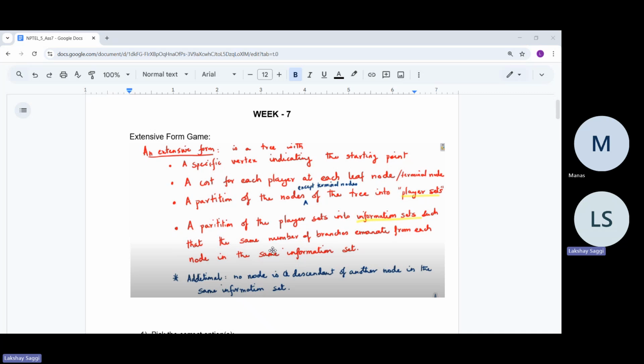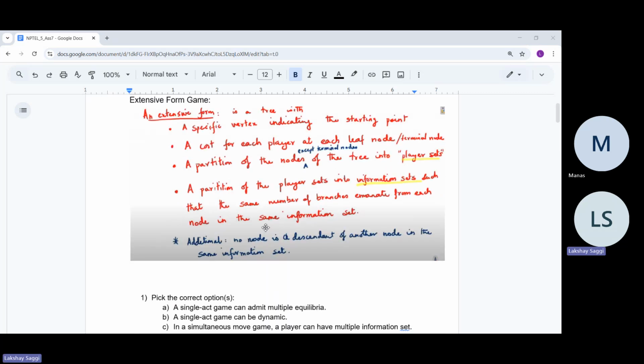And the same number of branches emanate from each node in the same information set. This is just for consistency of the definition of information sets. If two nodes are in the same information set, then player one cannot distinguish between them. But if they are in the same information set and they have different outgoing degrees, then player one actually can distinguish between these two nodes because of the outgoing degrees.